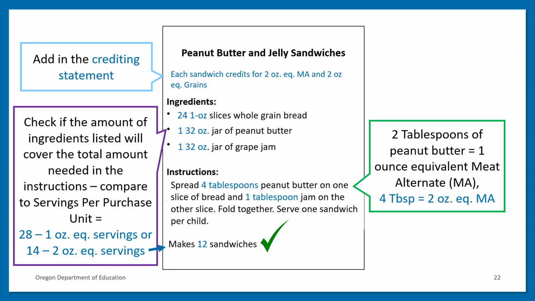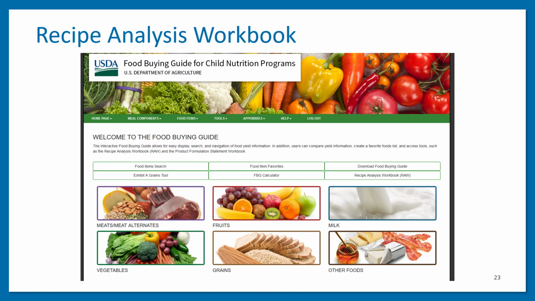This is an easy example, but what if you had a more complicated recipe where you have several different ingredients that credit towards the meat alternate component and several ingredients that credit towards the vegetable component? You can also use the food item search in the food buying guide and credit each ingredient one by one. Or you can use the recipe analysis workbook, which is also known as the RAW.